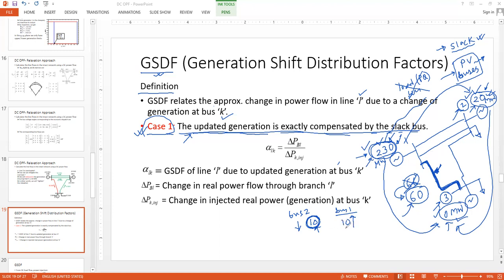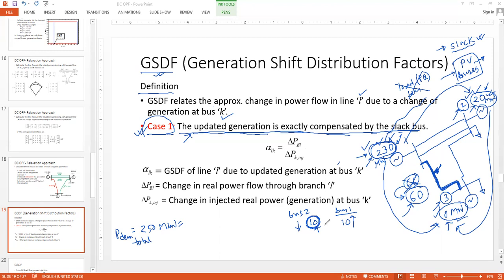What is the necessity of supplying this? Because remember, we are not reducing any load. So the total load demand is still 250 megawatt, and I have to satisfy this 250 megawatt in any way. That is one of my equality constraints.